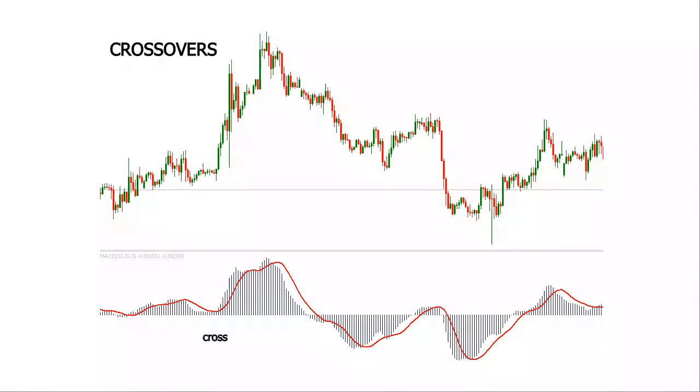When MACD moves above the signal line, it is a bullish signal. When MACD crosses below the signal line, it is a bearish signal.